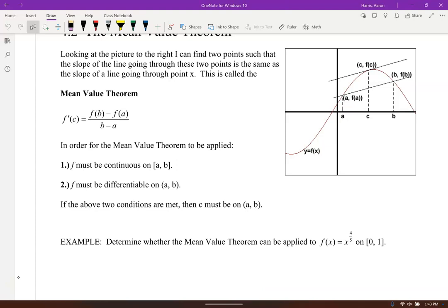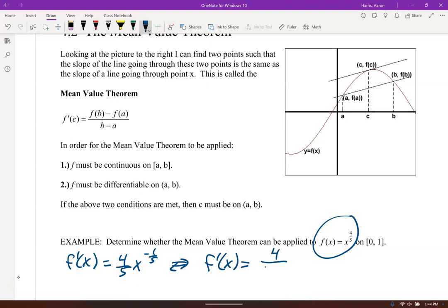Let's determine whether it can be applied to this function f of x equals x to the 4/5 on 0 to 1. So let's go ahead and take the derivative, and you'd get 4/5 x to the 4/5 minus 1, negative 1/5. In other words, the derivative is 4 over 5 x to the 1/5, the 5th root of x. Notice that the original function has to be continuous on the closed interval, right? So yes, it works. It is continuous on 0 to 1.